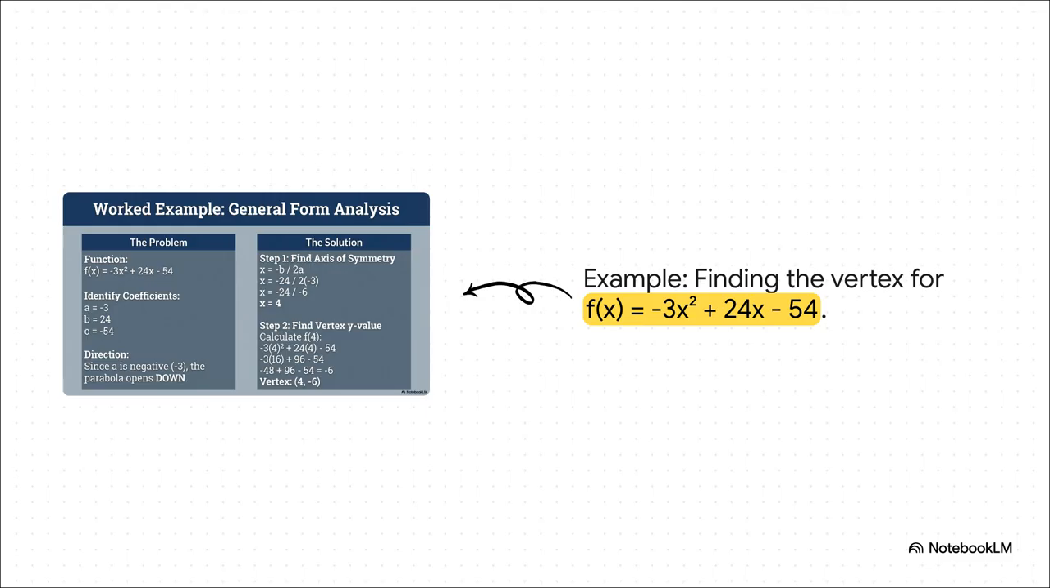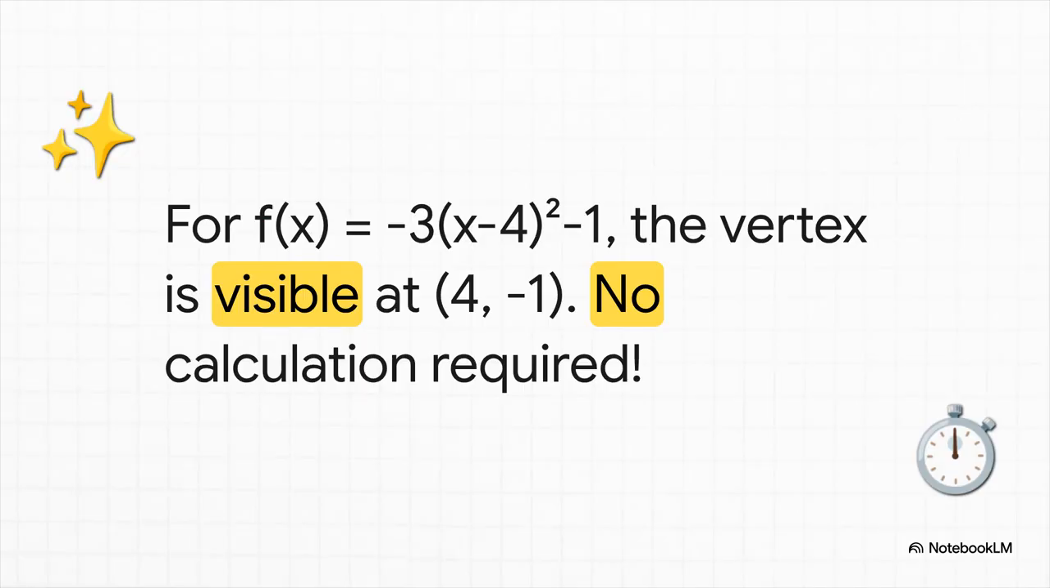And just like that, the math leads us straight to the vertex, the point (4, -6). But now, look at this. This is the magic of vertex form. For this function, f(x) = -3(x - 4)^2 - 1, we don't have to calculate a thing. The vertex is literally just staring right at us.